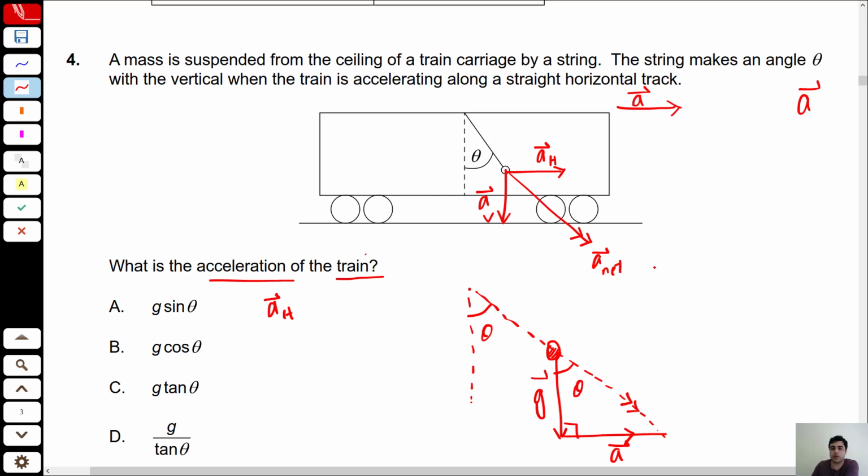So if you look at this triangle, we can use a circle tool. So we have the hypotenuse, opposite, adjacent. Opposite over adjacent is tan. So tan theta is opposite, which is a, over adjacent, which is g. So make a the subject, the horizontal component, this one. So a is going to be equal to g tan theta. So there we have it. Part C is the answer.